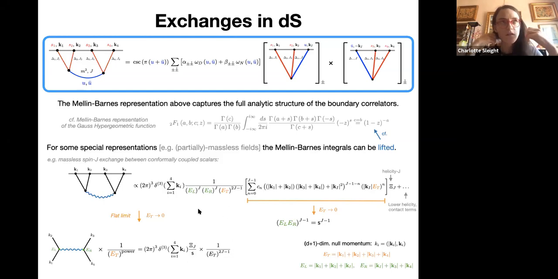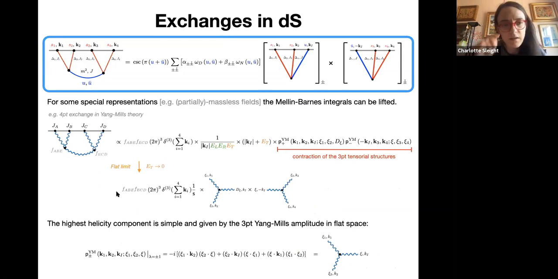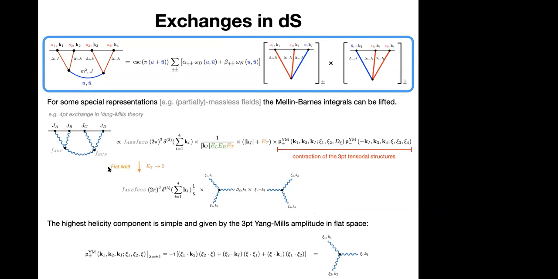The Mellin integrals can also be lifted in the case where your external fields are also massless. So for instance, this is the expression that you get for the exchange in Yang-Mills theory, again in D equals 3. And sorry, Charlotte, please excuse me.